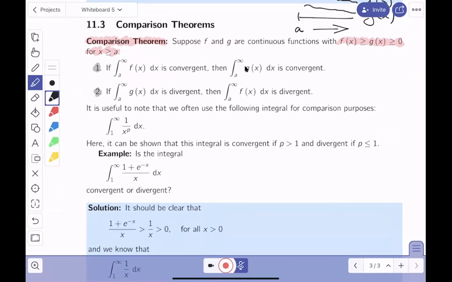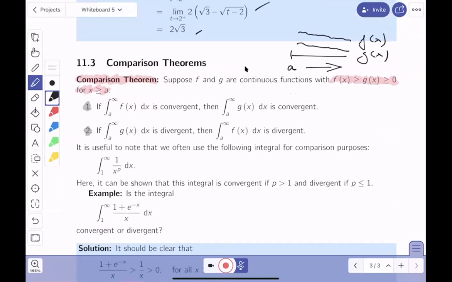All right. Let's read it. As I'm reading, I want to make sure I'm understanding. I'm looking at this picture up here. What does this one say? It says over here, if we do a to infinity, f of x dx, and it's convergent, what am I saying? It's a finite number. Well, if that's a finite number, I hope you can agree that g of x is below that. It would also be a finite number smaller than that one.